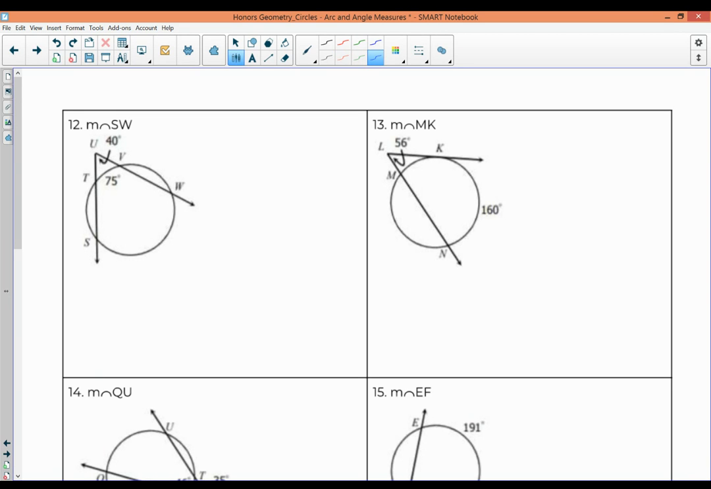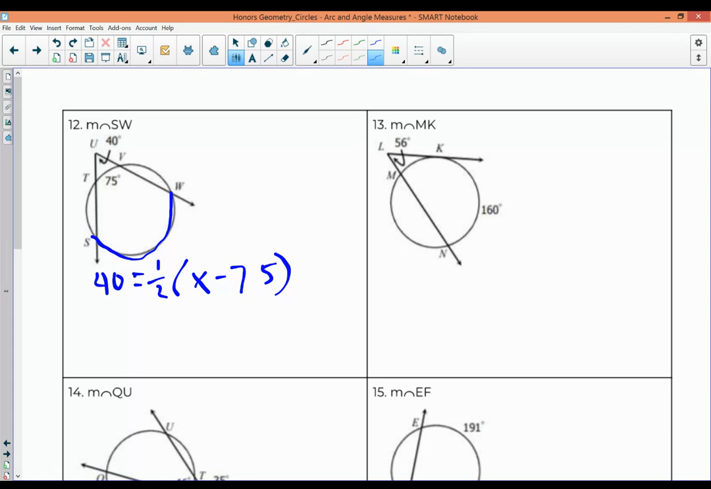Measure of arc SW. So now we're looking for the arc measure. We don't have that. And because we're subtracting, order does matter. So I'm going to set this up the same way. The angle, which in this case is 40, will equal 1/2 of that bigger arc. We don't know, so we'll call that X, minus the smaller arc, which we do know is 75.